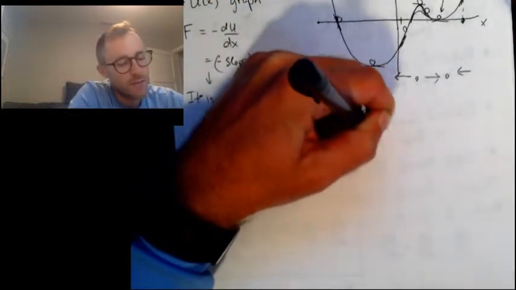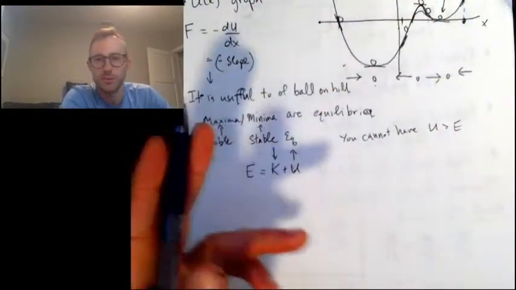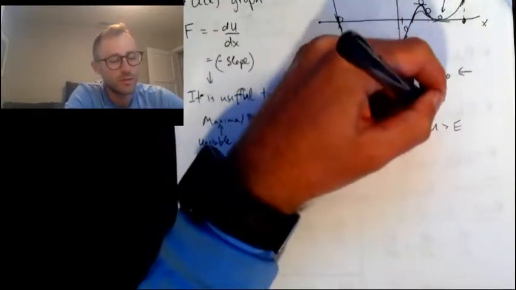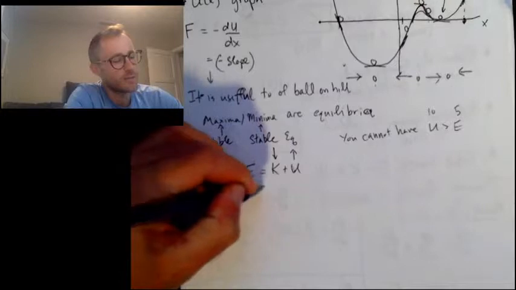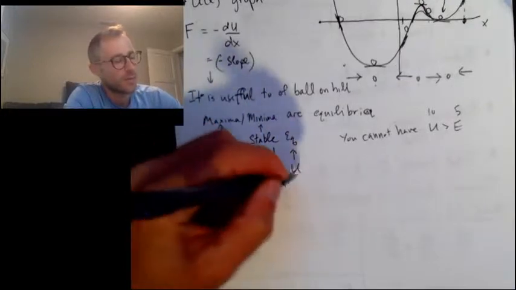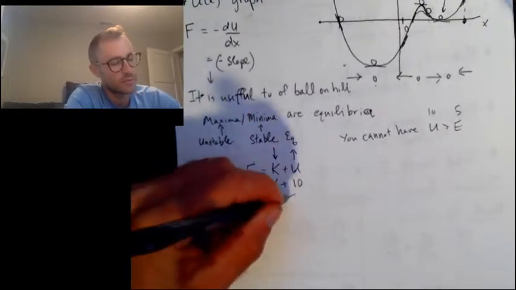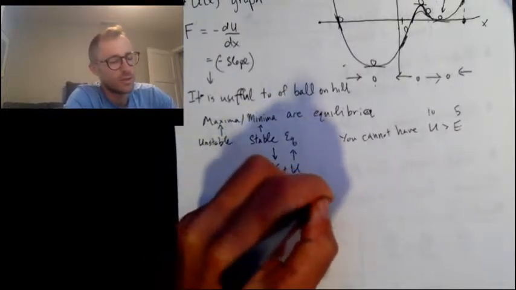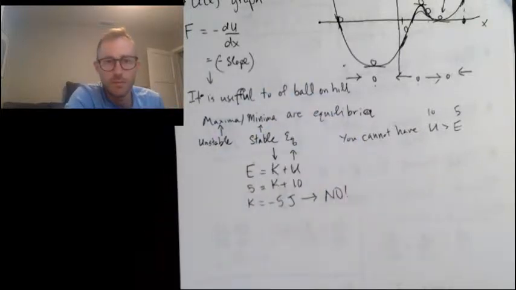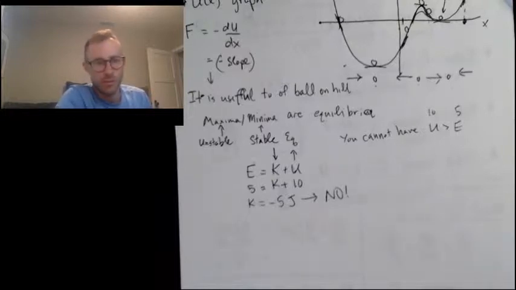you cannot have U greater than the total amount of energy. Why not? So for example, let's pick potential energy equals 10, but total energy equals 5. Then you would have 5 equals K plus 10, which means that the kinetic energy is negative 5 joules. By the way, the units of energy are joules. And this is a big no-no. Okay? So you cannot have the potential energy greater than the total amount of energy.